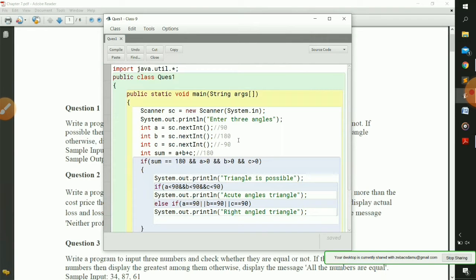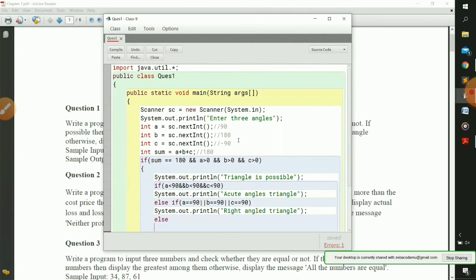Now otherwise, if a triangle is not acute, if a triangle is not right angle, then obviously you are having an obtuse angle triangle.